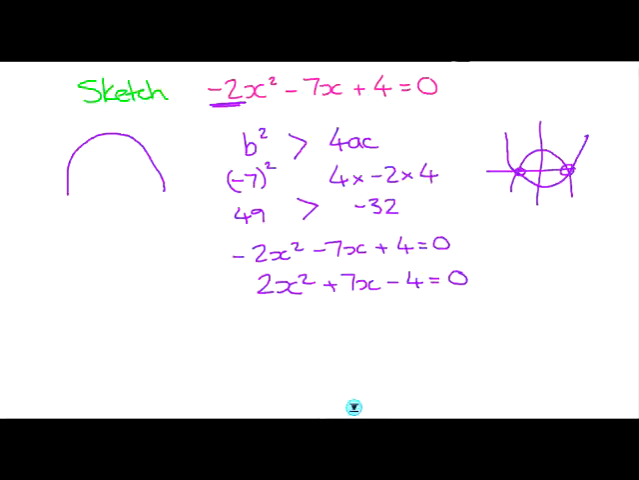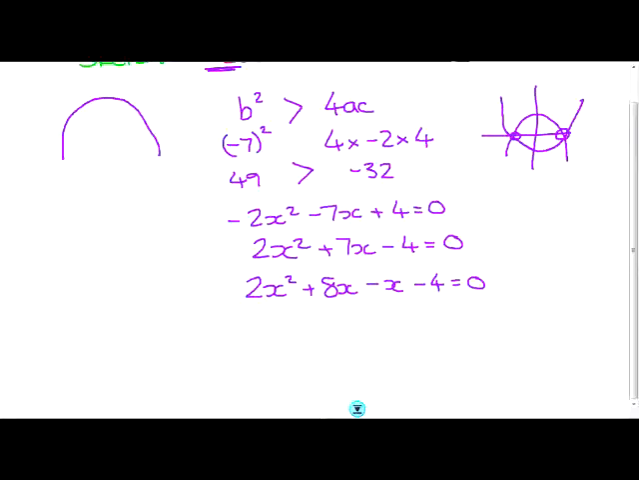So when you have a coefficient, we're going to factorize it by multiplying the a and the c part. So we've got 8. We need to make a 7, so that's easy. Right, so it'd be 2x squared, and we're going to have a plus 8x, take away an x, that would give us 7x, and minus 4. So let's factorize these first two terms. I'm going through this quite fast because you should know this if you're going to watch this video. So 2x, x plus 4, minus 1, x plus 4.